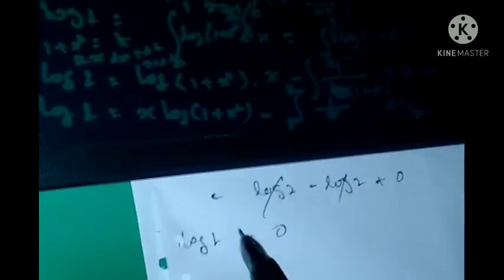Here log L is equal to 0, so L is equal to e power 0, which is equal to 1. Therefore the L value is 1. This is the required answer for this question.